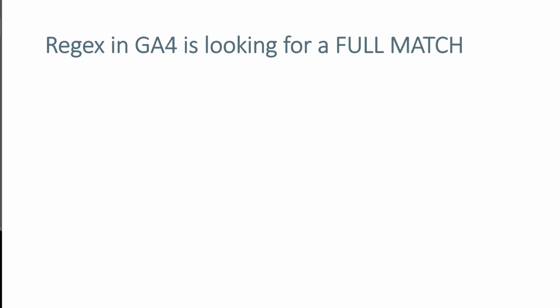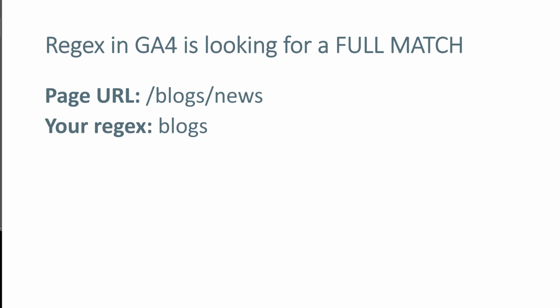This is happening because regular expressions in GA4 are looking for a full match. So if you have a page path which is /blogs/news, and in your regular expression you're looking for blogs, if you compare them side by side, they are not equal. Of course, this value contains this one, but in Google Analytics 4, regular expressions are looking for the exact match. So these values are not exact.